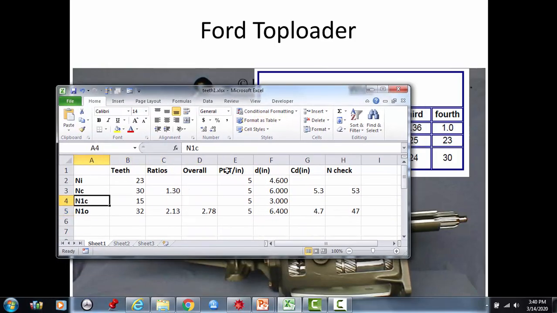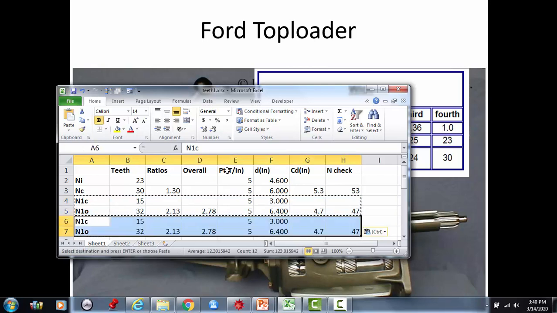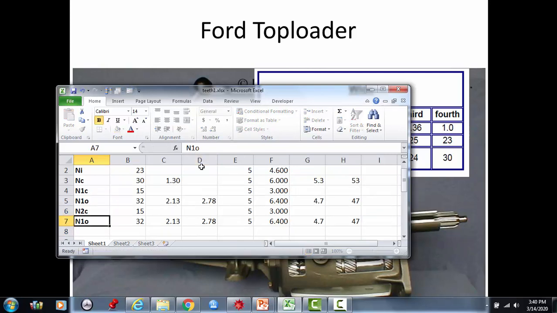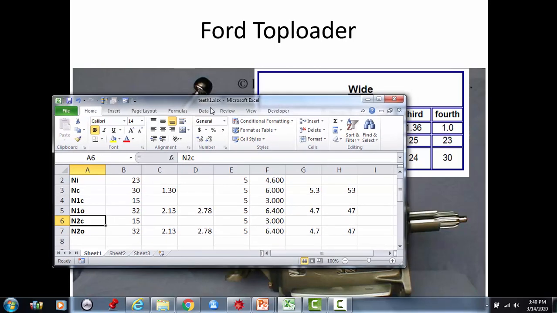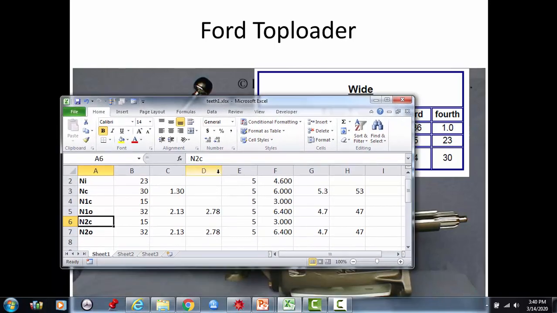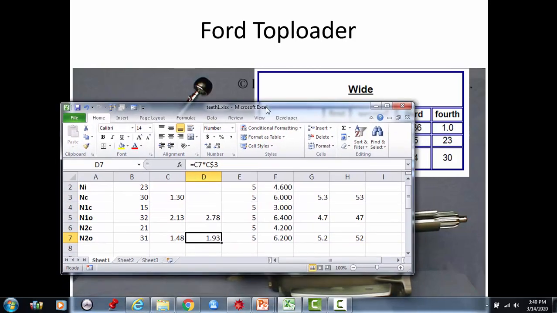So I could take these two rows and copy them down, and then repeat for second gear, because it has the same first stage. Second gear is 21 feeding a 31. And the overall is 1.93. Agrees. So I'm feeling pretty confident about this. Let me go and copy that again.